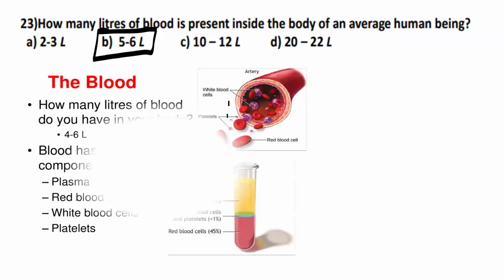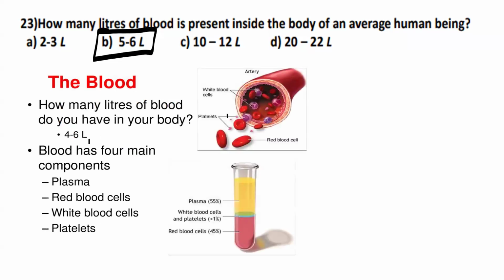Question number, they have put 4 to 5 in our syllabus. We call it 5 to 6. That is for a very healthy male. He has about 5 to 6. Females might have a little bit lesser. Babies might have a little bit lesser. Okay, it depends, but generally 5 to 6.